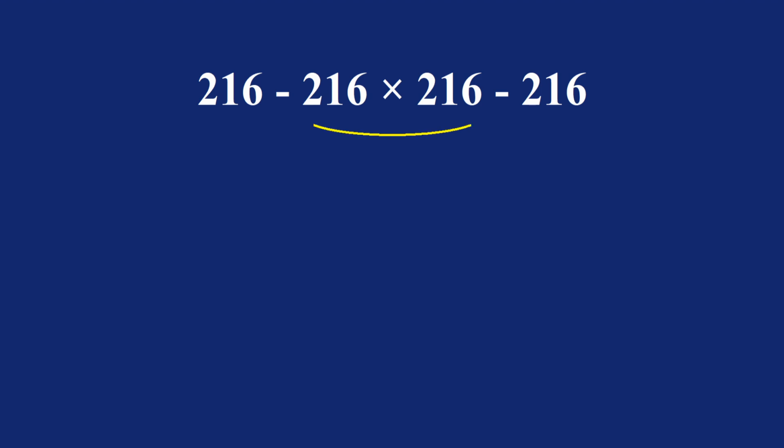216 times 216 equals 46,656. So we have 216 minus 46,656 minus 216, and we have two subtractions.